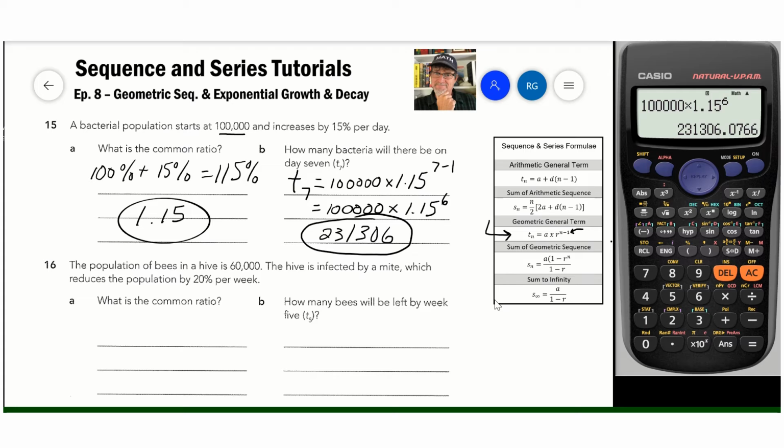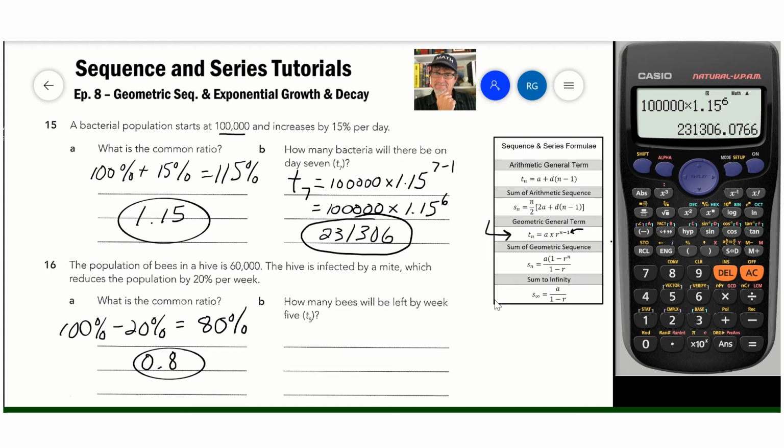Now, number 16. The population of bees in a hive is 60,000. The hive is infected by a mite, which reduces the population by 20% per week. What is the common ratio? Well, if it starts out at 100% of its population and it loses 20%, then that means it's left with 80%. So as a decimal, we call that 0.8. So our common ratio in this case is 0.8.